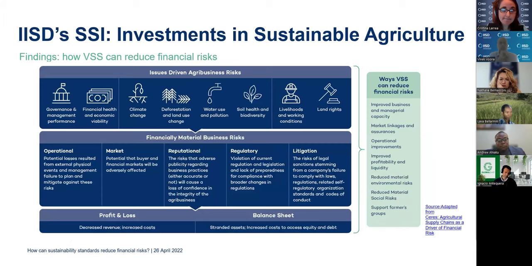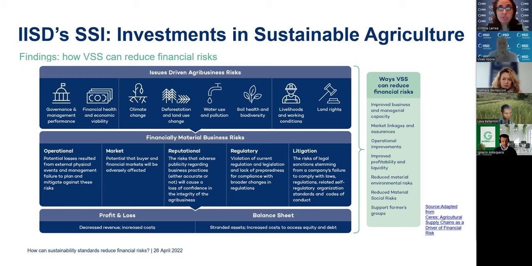Next slide, please. Let's look first at the main issues driving agribusiness risk. Building from Sarah's work, there are a number of economic, social, and environmental issues that can drive agribusiness risk. These issues are illustrated at the top of the figure in the first row. They include governance and management practices, deforestation and land use change, livelihoods and working conditions. Poor performance on these issues can lead to business risk with a potential financial impact for the agribusiness, as illustrated at the center and at the bottom of the figure. This risk includes the following, and I will explain each of them with a few examples.